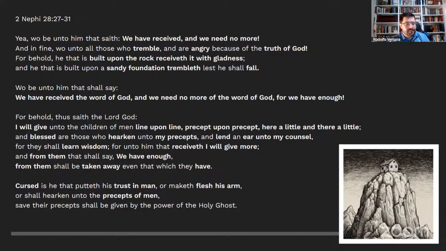Cursed is he that putteth his trust in man, or maketh flesh his arm, or shall hearken unto the precepts of men, save their precepts shall be given by the power of the Holy Ghost.